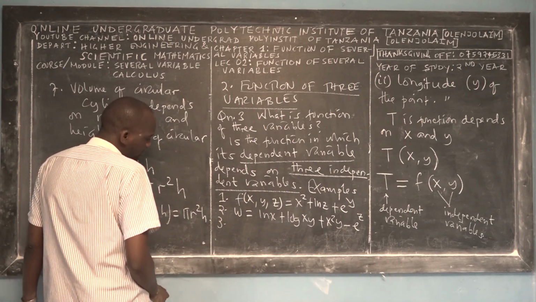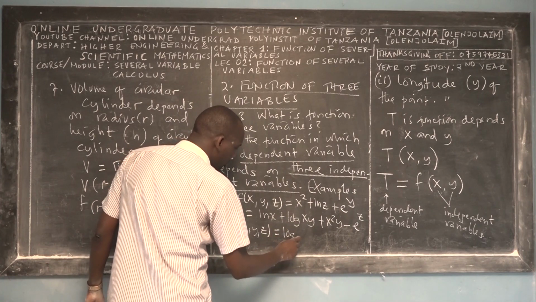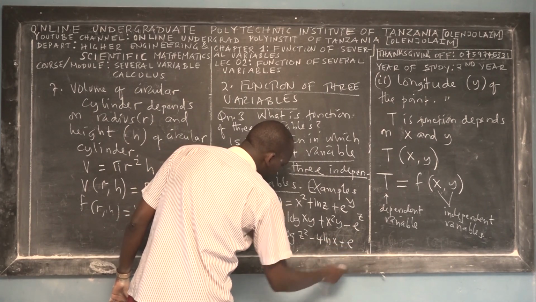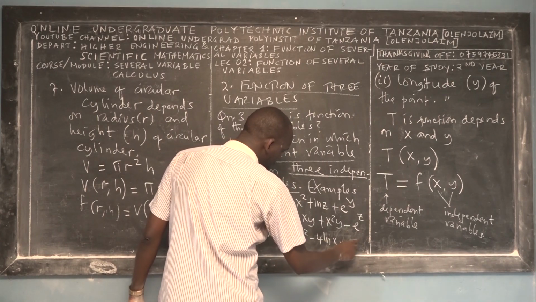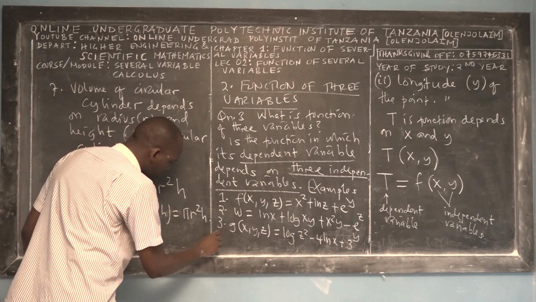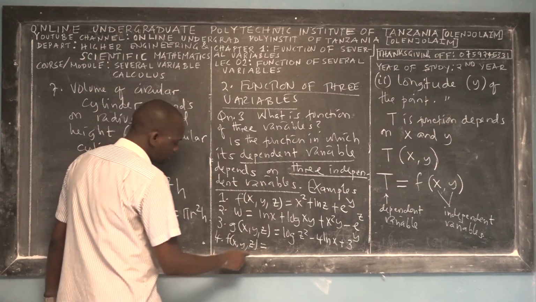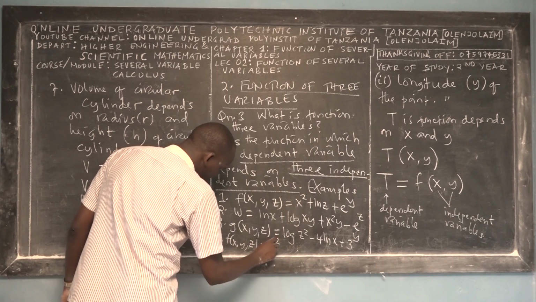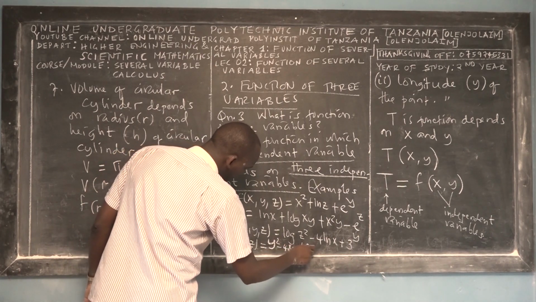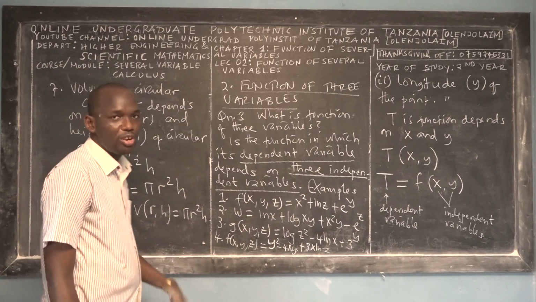You can have another function of three variables, which can be g of x, y, z, equal to log e of z squared, minus 4 ln of x, and then plus possibly 3 to the power y. A function of three variables. So you have so many examples. The first example, we also have f of x, y, z equal to y squared minus 4xy plus 3x ln of z.